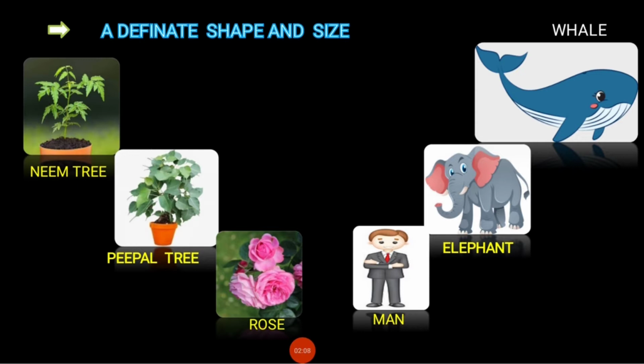each living thing has specific shape and size. Students, every organism has definite shape and size. So, we can distinguish a neem tree from a peepal tree or a rose plant. Similarly, organisms show great variations in size. For example, an elephant is much larger than man and a whale is many times larger than an elephant.